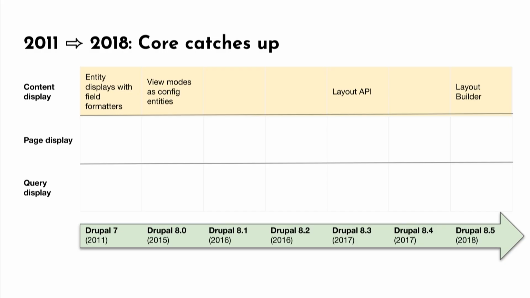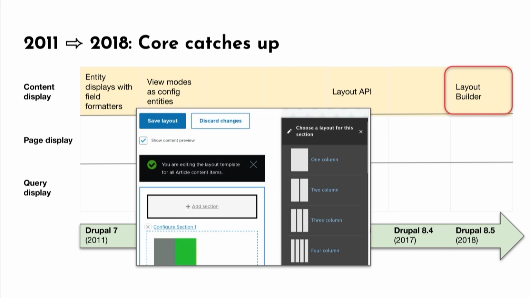In Drupal 7, we got the Field API with entity display and field formatters, so the same as CCK. Then Drupal 8, view modes as config entities. You can have as many view modes as you want. And then Layout API, and to finish, Layout Builder, the king, the best display builder we have in Core. And it was 2018, 7 years ago.